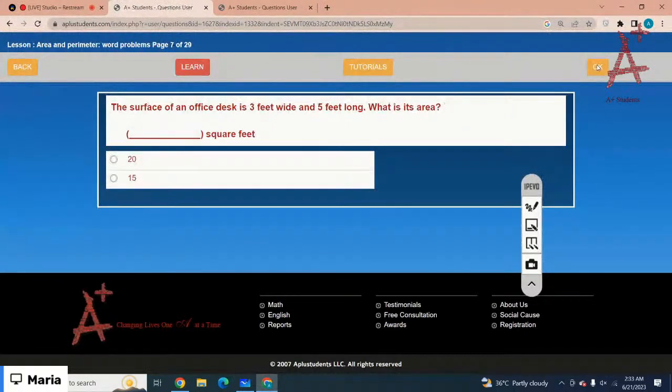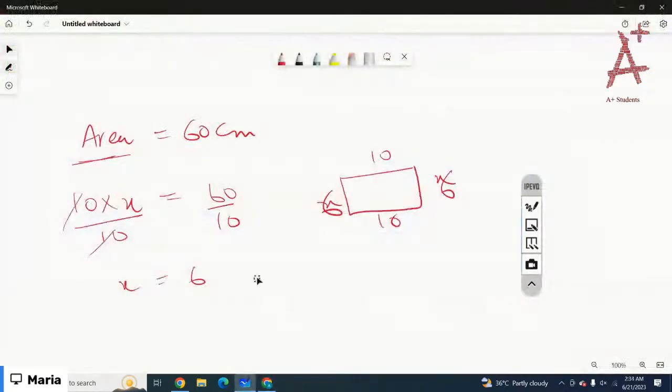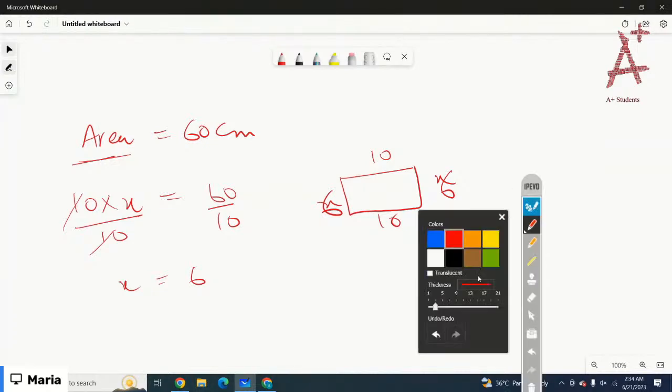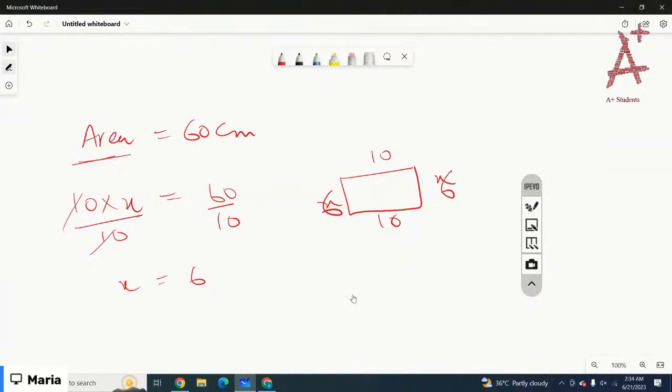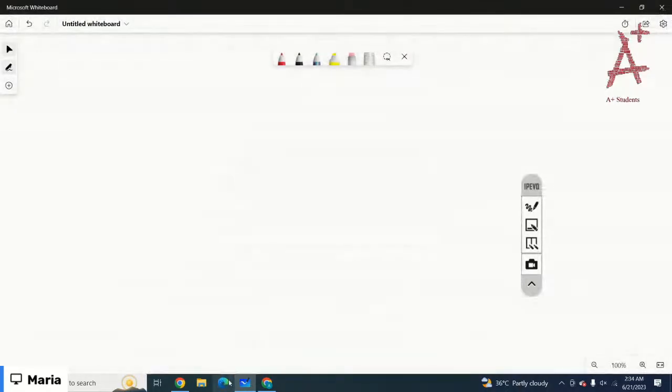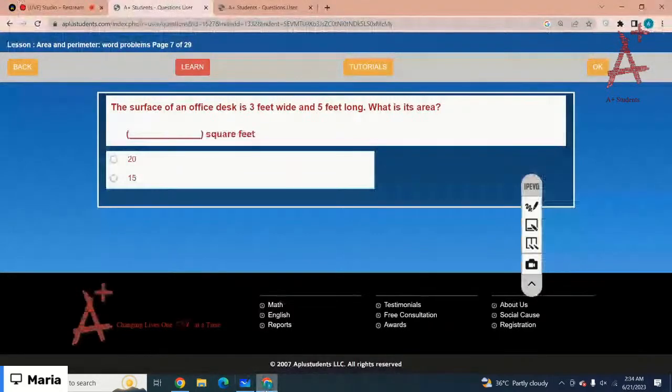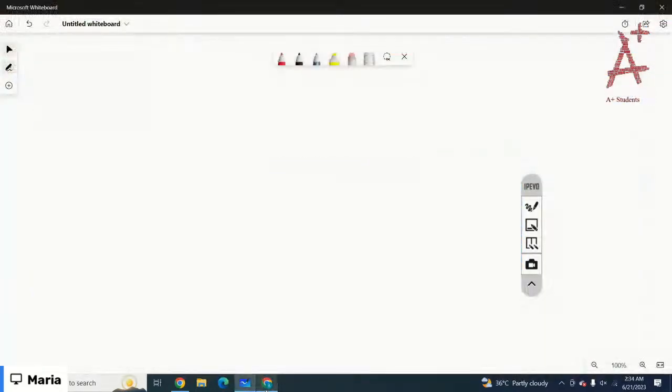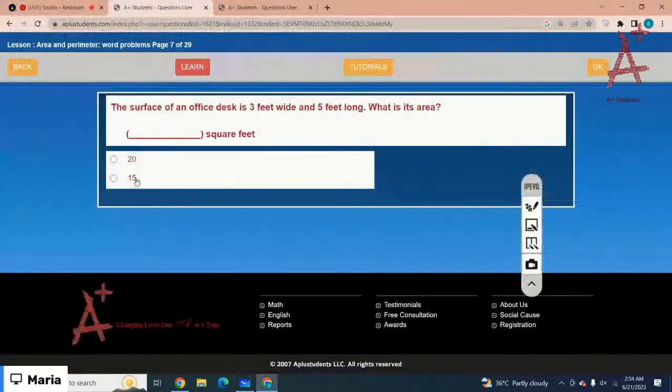Okay, the surface of an office desk is 3 feet wide and 5 feet long. What is the area? 3 feet wide and 5 feet long. So you have to calculate the area. Area of the rectangle is side times side. It would be 5 times 3 equals 15. So the correct option is 15. Got it?